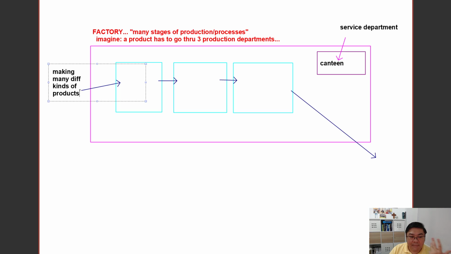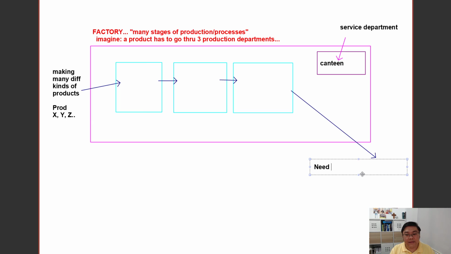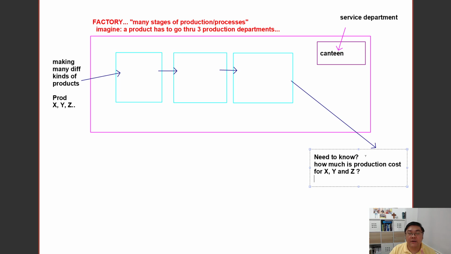So let's just imagine I make products X, Y, and Z. At the end of the day, what I need to know is how much the production cost is for X, Y, and Z. Now we know that the direct cost is never a problem, because you know exactly what the cost per unit is.